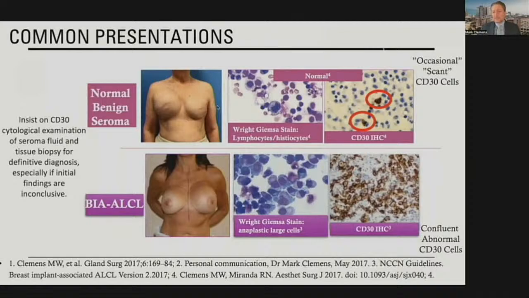I'm frequently asked by patients who may get a pathology report back that says occasional or scant CD30 positive cells were encountered, as can be seen in the top patient. That is completely normal. About 1 to 3% of circulating lymphocytes, those are immune cells, will normally express CD30. What we see abnormally in ALCL, on the bottom, is confluent abnormal CD30 cells, and that is more of a disease state. So you can see the difference between these two. A lot of times this may not have been performed on routine pathology, and patients may need to ask for this extra level of testing.